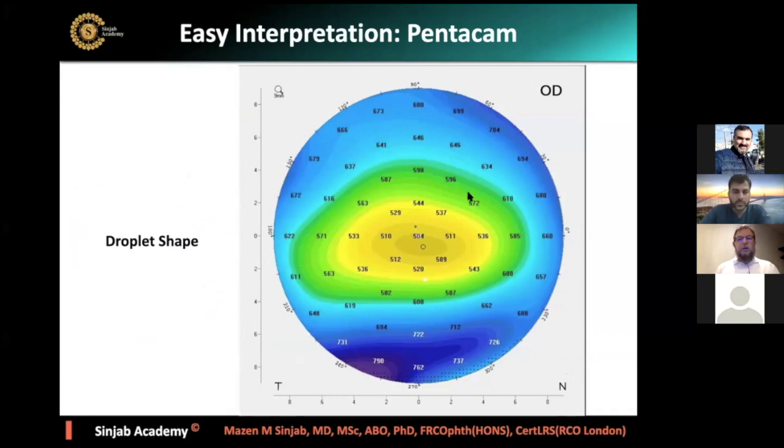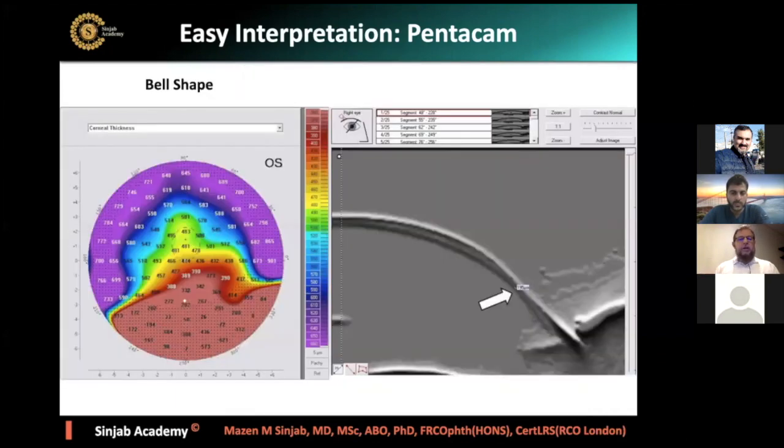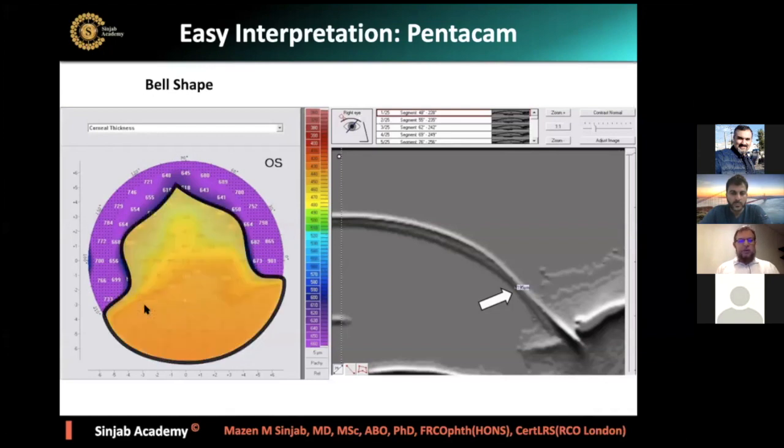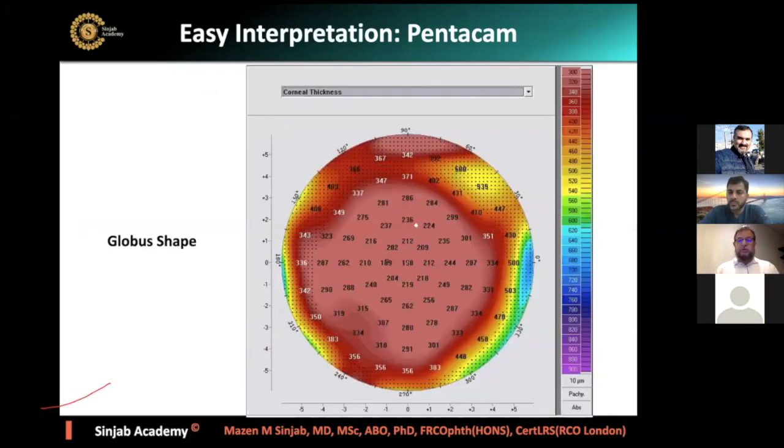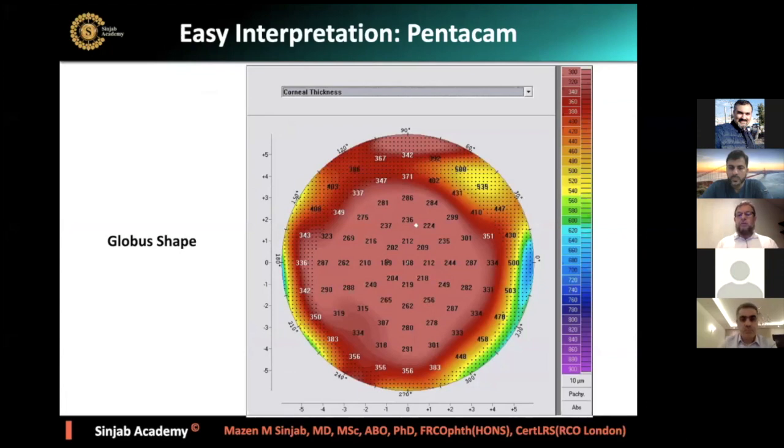Very strange. Okay, so the droplet sign is a warning sign as well. Now we come to the other sign, which is the bell shape. We see as if it is a bell, because there is a band thinning in the inferior cornea, and this corresponds to the band thinning as we see it in pellucid marginal degeneration. This is a hallmark of pellucid marginal degeneration. This is the global shape, the globus shape, where the cornea is completely thin, extending to the limbus. Up to the limbus, it is very thin, globus shape.